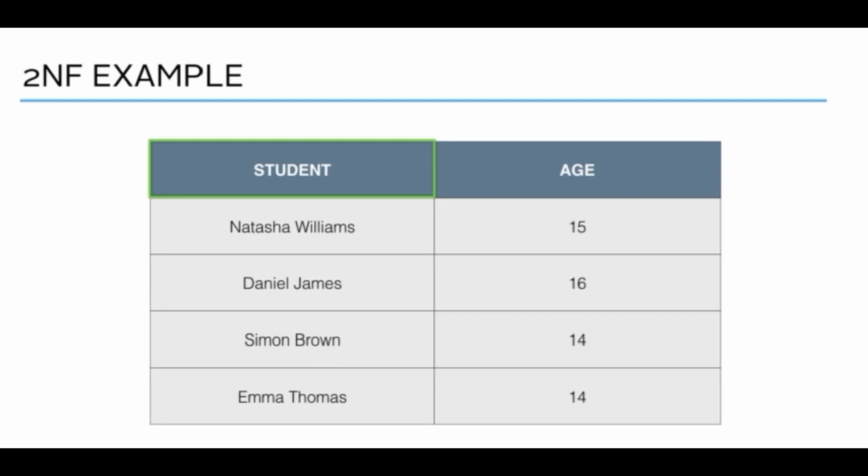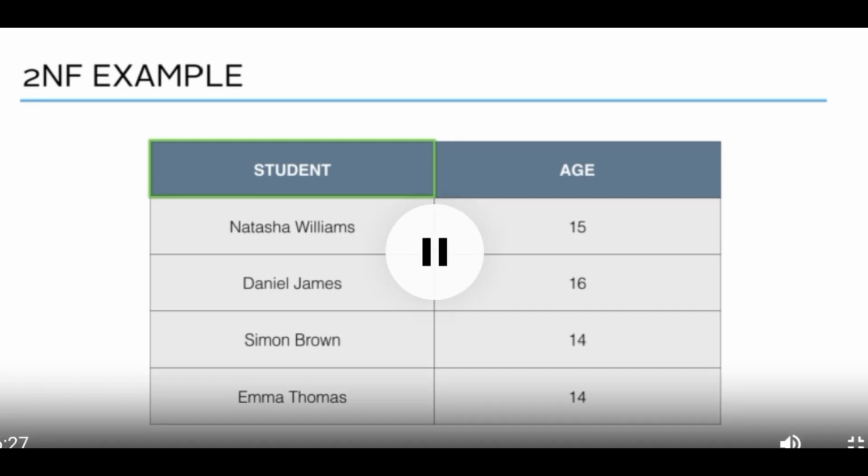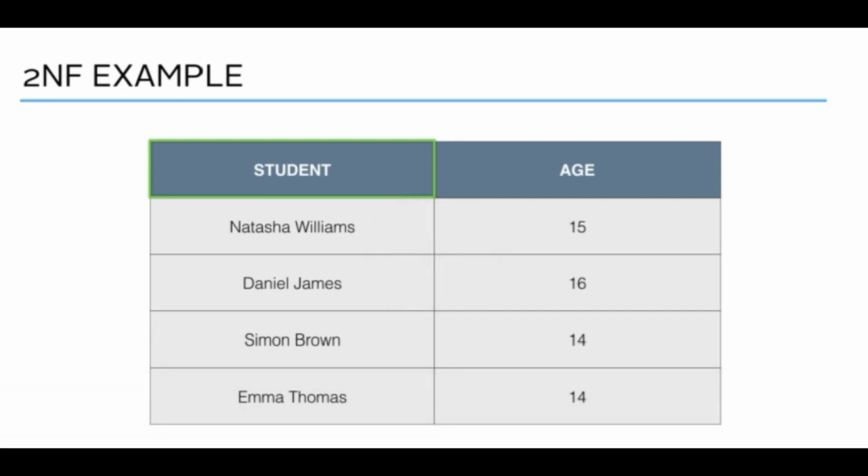Now does it follow second normal form? Our primary key is now only made up of one column, and we have one column which is not a primary key, which is age. And yes, it's fairly obvious that this does depend on the student. So the age column does depend on the whole of the primary key. This table is now in second normal form. If we had any columns in a table which weren't dependent on the whole of the primary key, we'd have to separate this data into two separate tables so that it follows second normal form.